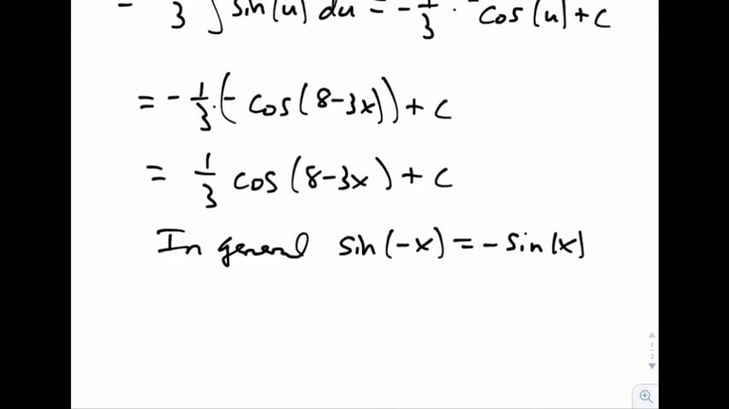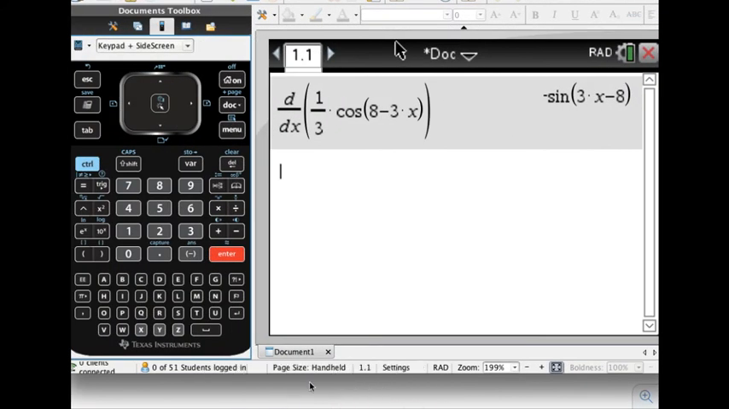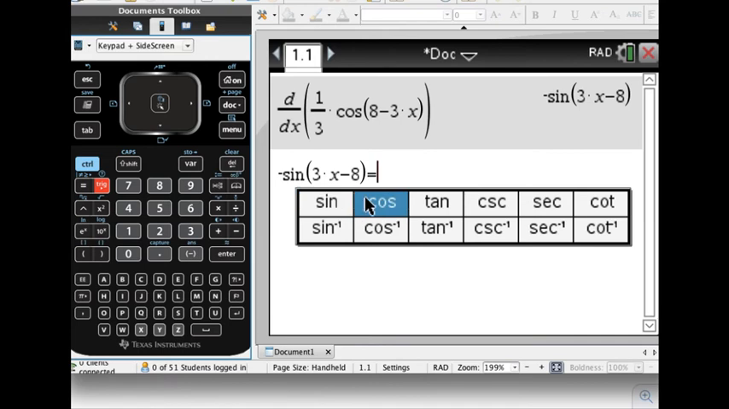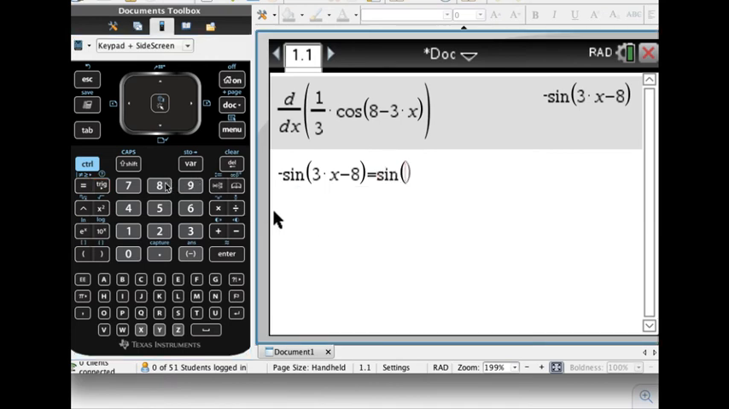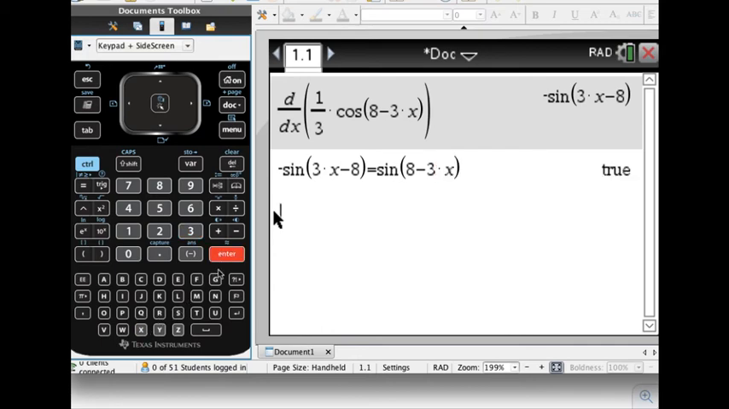All I have to do to show it is type in the sine, go up and grab this, and say equals, and let's type it the other way, sine of 8 minus 3x, and hit enter, and it says true, because these things are equivalent to each other. Because if I switch the order of the subtraction, it changes the sign.